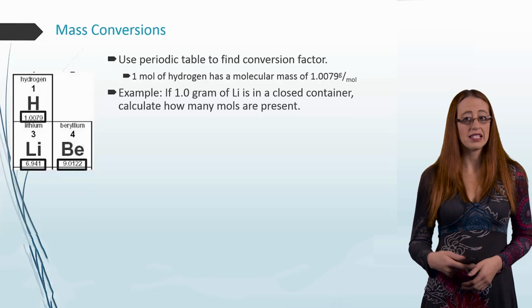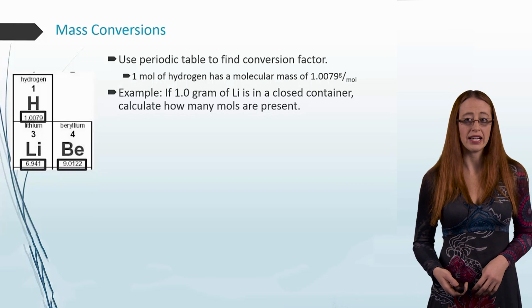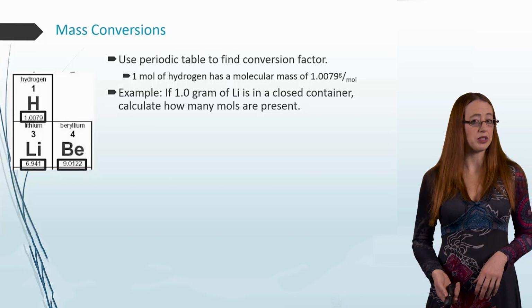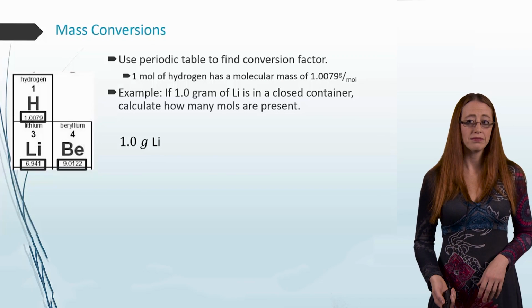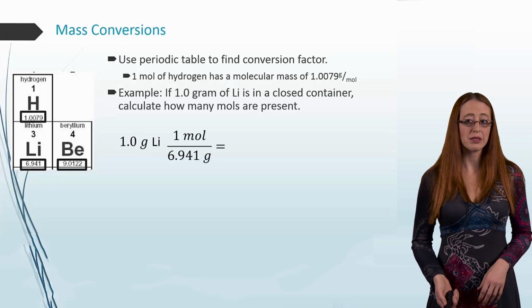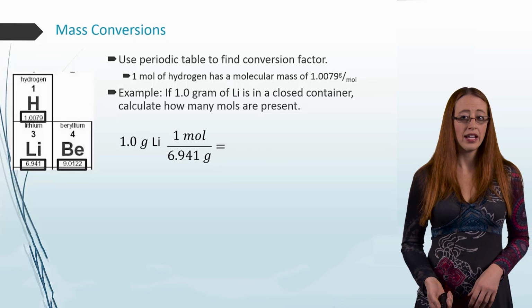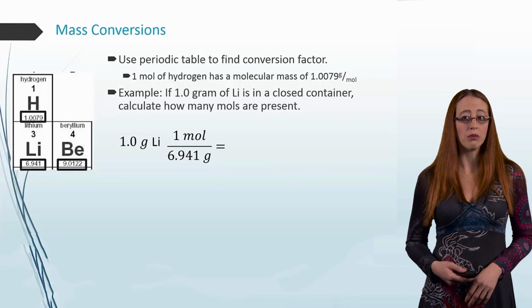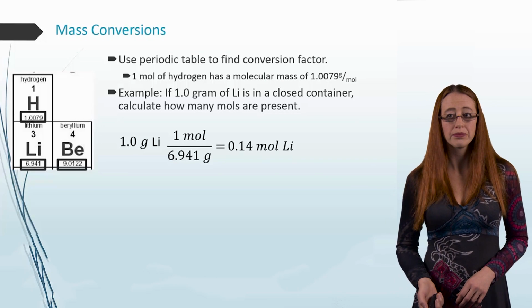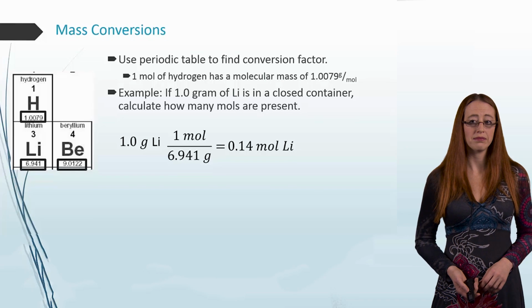So for example, let's say that we have 1 gram of lithium in a closed container. Let's calculate how many moles are present. We have 1 gram of lithium. We can divide by 6.941 grams, and I get that from the periodic table. That many grams are equal to 1 mole, and so 1 mole goes on top, and we get our number of moles of lithium.